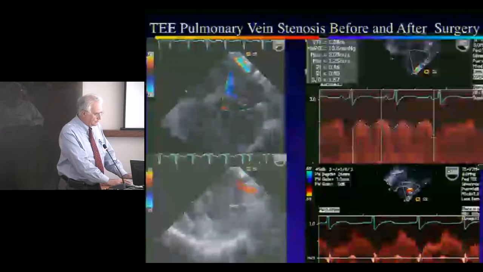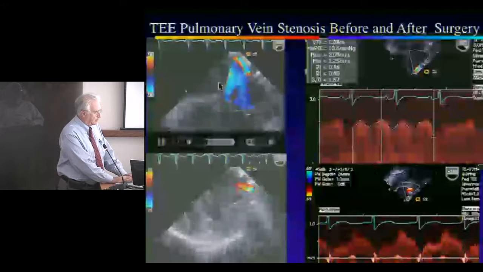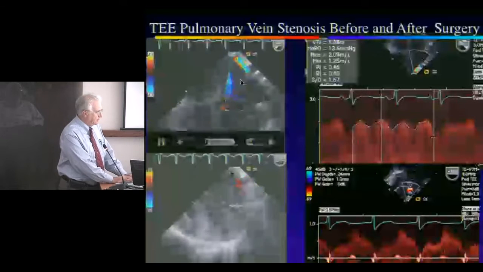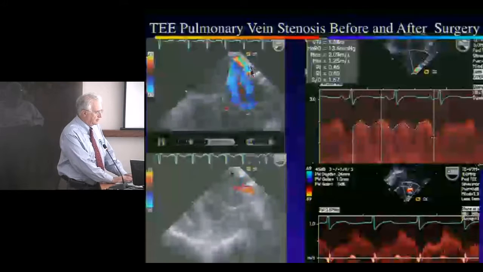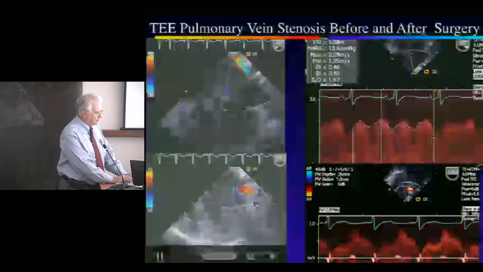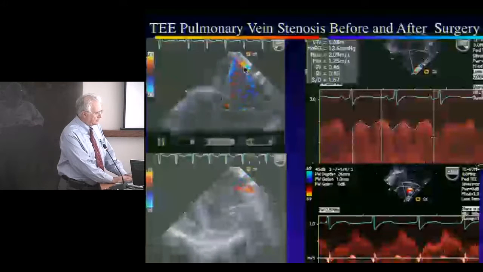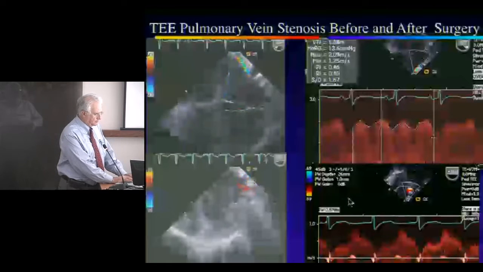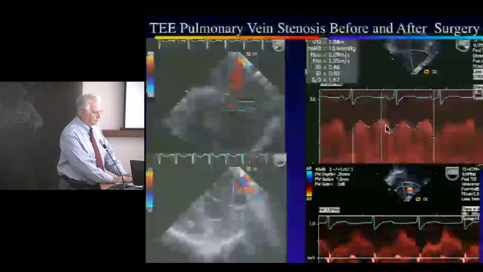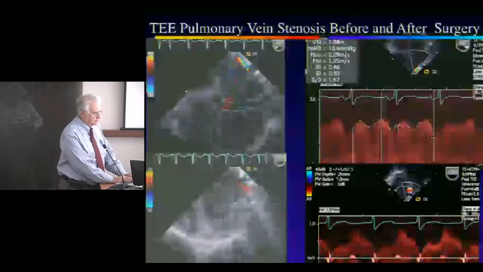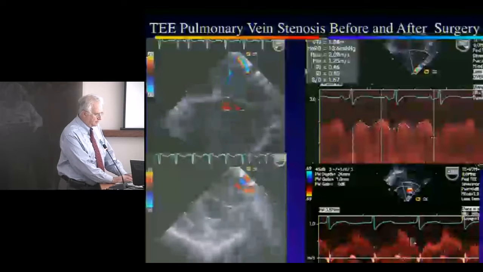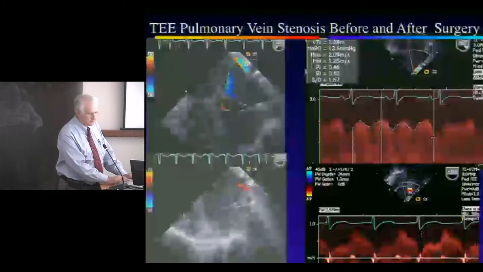Here's the Doppler flow signal. And clearly this is preoperative. And here's postoperative after the surgeon has actually resected some of this tissue between the pulmonary vein and the atrium. And you can see the velocity signal has changed. We actually have a better angle for the position of the heart. And the Doppler has gone down from a mean velocity of about 1.6 meters per second to a really much more normal pulmonary venous Doppler signal.